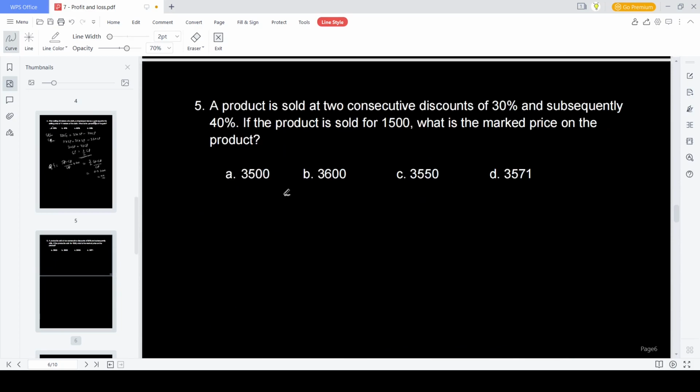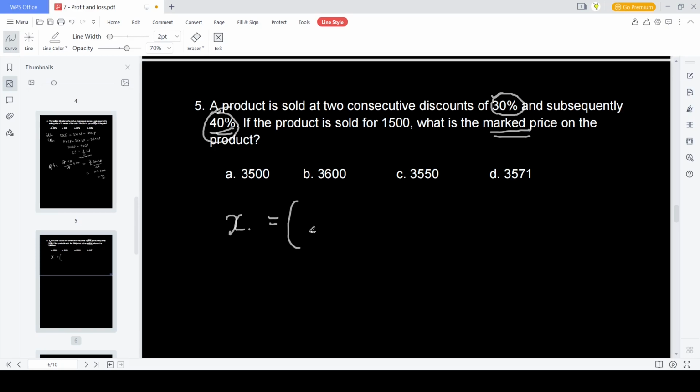Next question. A product is sold at two consecutive discounts of 30% and subsequently 40%. The product is sold at 1500. Then what is the marked price on the product? The selling price has a last discount of 40%, because first the discount is 30%, then there's a 40% discount. Now we need to find that.